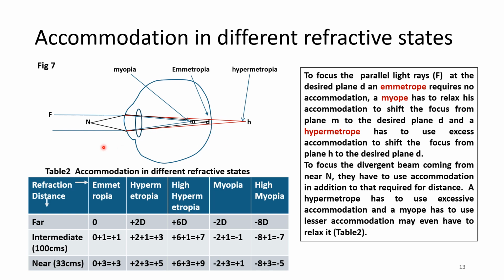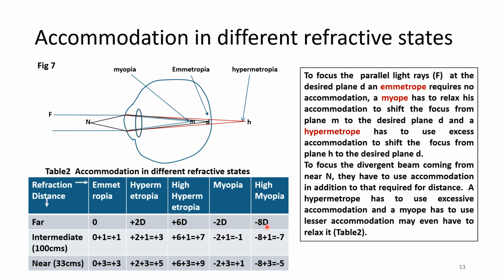To focus a divergent beam coming from near, they have to use accommodation in addition to that required for distance. A hypermetrope, therefore, has to use excessive accommodation, and a myope has to use lesser accommodation or may even have to relax it. So we see here in this table that where an emmetrope requires no accommodation for distance, a hypermetrope requires more accommodation for distance, and a myope requires lesser accommodation or has to relax his accommodation to try to see clearly.